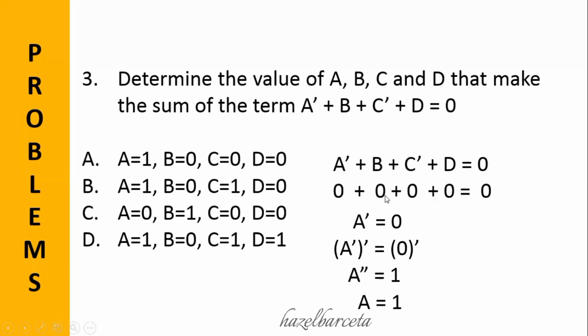A is equal to 1, B is equal to 0, C prime is equal to 0. Therefore, just like this, C is equal to 1 and D is equal to 0. Nasaan po siya? Alin po siya sa ating options? A equals 1, so tatlo. B equals 0, so ito na lang na dalawa. C is equal to 1, so letter B.